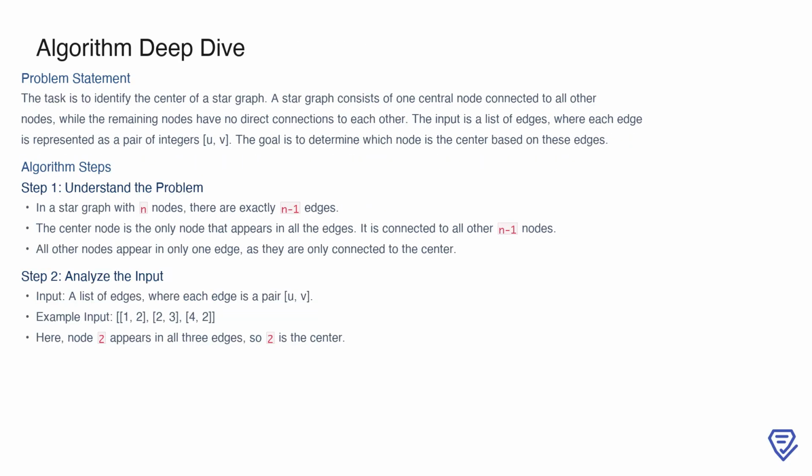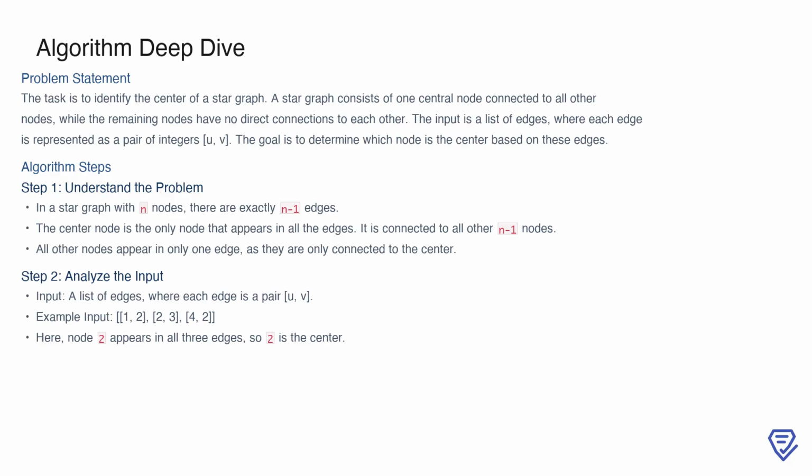In this problem, we're tasked with identifying the center of a star graph. A star graph is a special type of graph where one central node is connected to all other nodes, and the remaining nodes have no direct connections with each other. The input is given as a list of edges, where each edge is represented as a pair of integers, u, v. Our goal is to determine which node is the center, based on these edges.